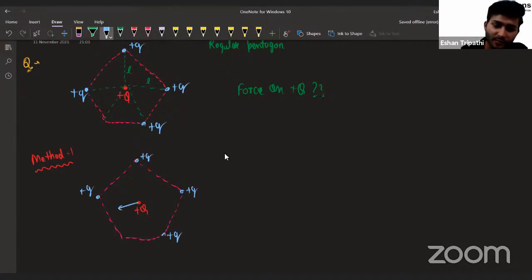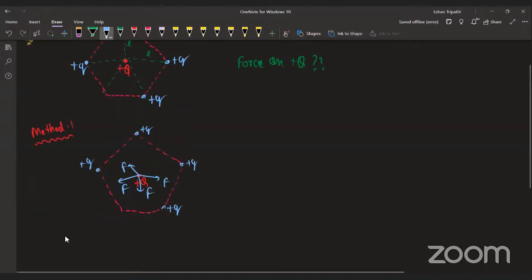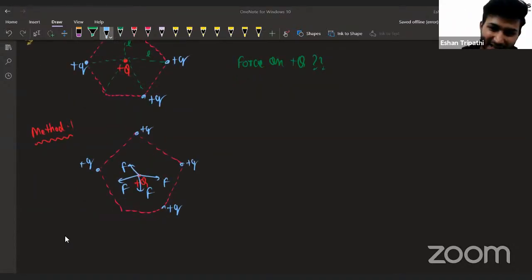So are you guys finding out force because of this in this direction, force because of this in this direction, because of this in this direction? Just cancelling out two opposite charges? Nope. It's not a square. This is not diagonally opposite to it. These are not cancelling out also. No, Parth, that is not correct.